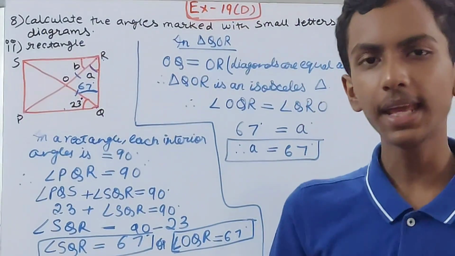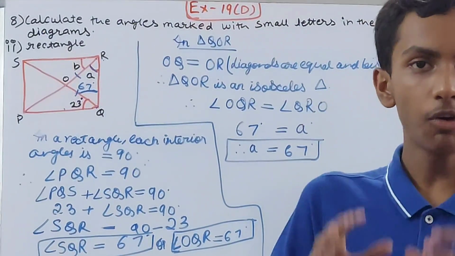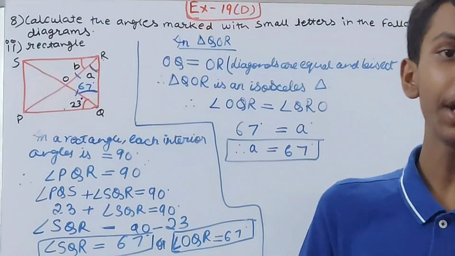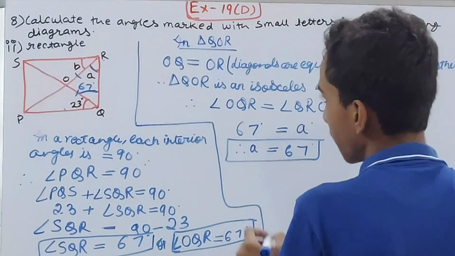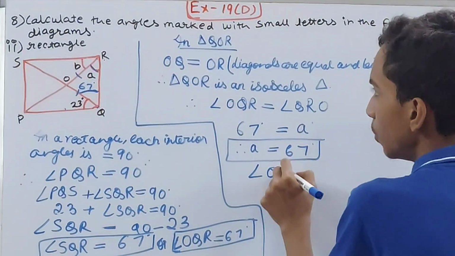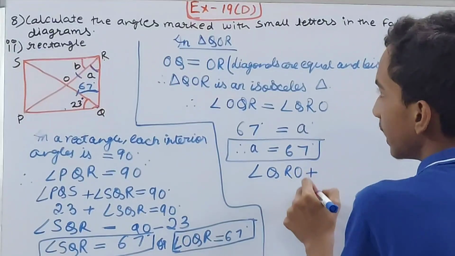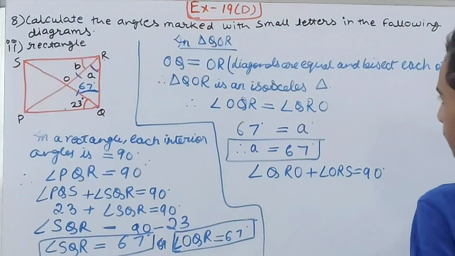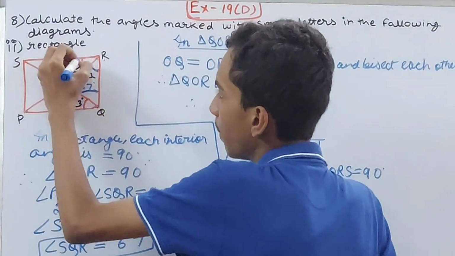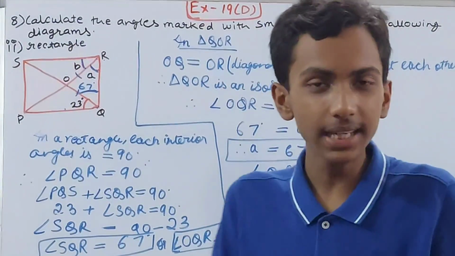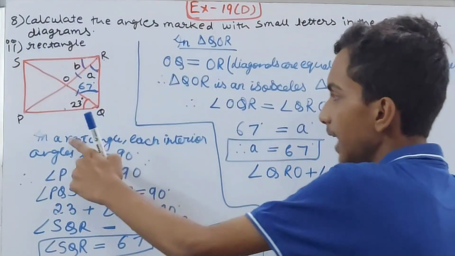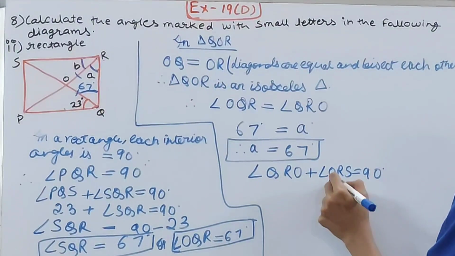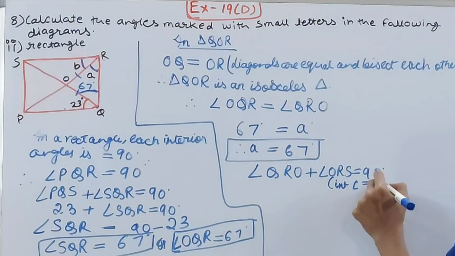But question doesn't end here. We also have to find out what the measure of B. Two letters are given to us. We have only taken out one letter. Let's come to the second letter. Again, angle QRO plus angle ORS is equal to 90 degrees. This angle plus this angle will be 90 degrees or not? Yes. Which property? In a rectangle, each interior angle is 90 degrees.